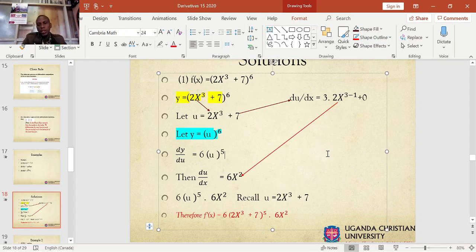Okay. So now we've gotten our dy du, which is this 6 into u to the power 5, and then we've got our du dx, which is 6x squared. And then we said to get a derivative, we just multiply these two.